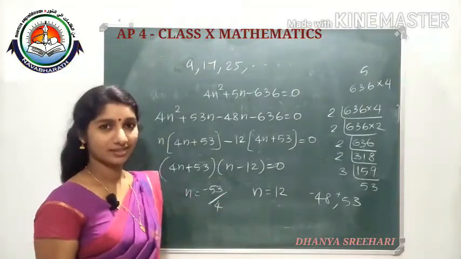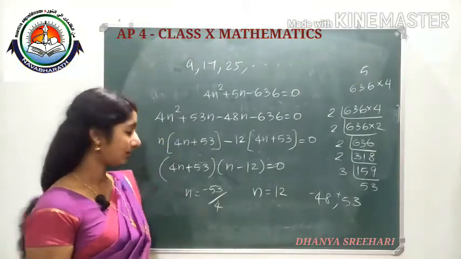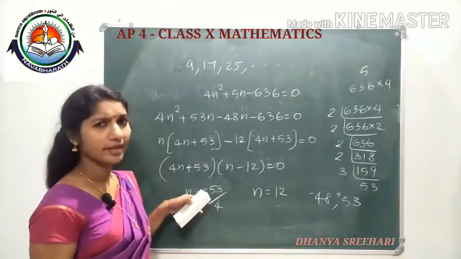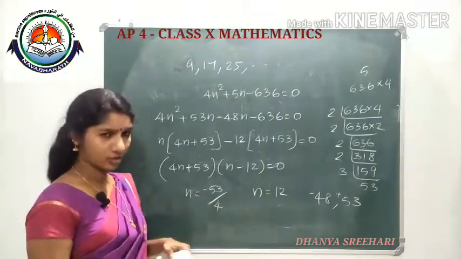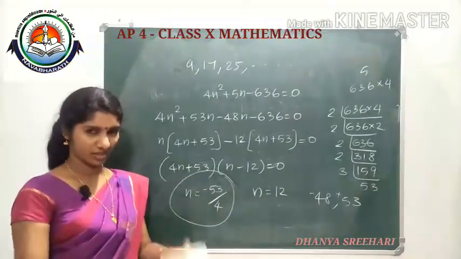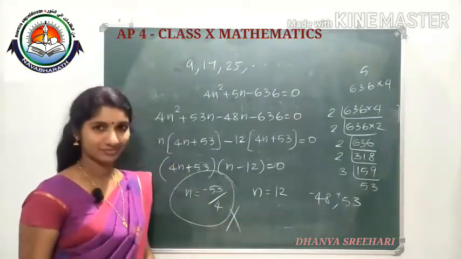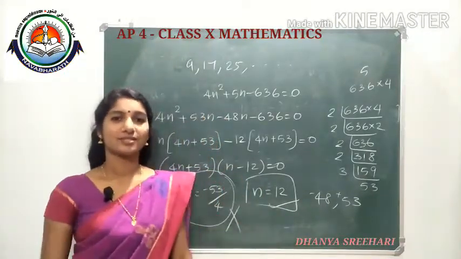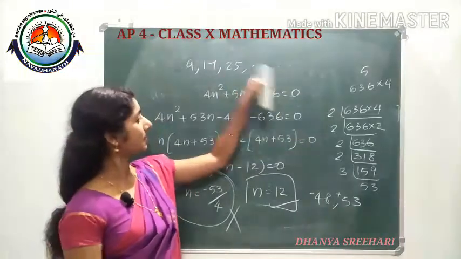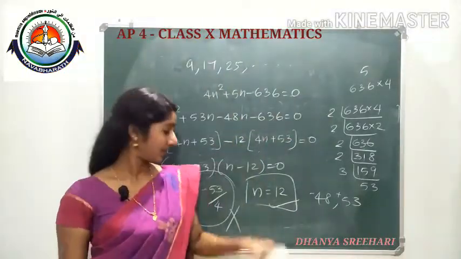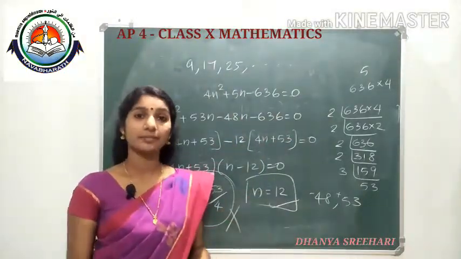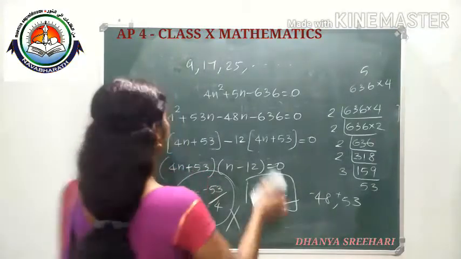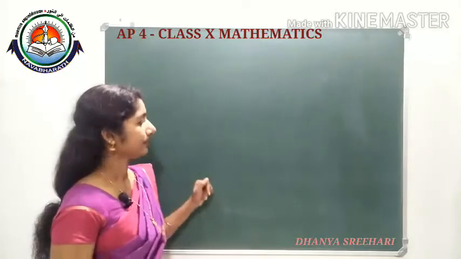Which one will you select? n is the number of terms. It will not be negative and will not be a fraction also. So this we rejected. We don't want this value. So n equal to 12 we will select. So how many terms are there with the sum 636? 12 terms. 12 terms, sum is given as 636. Got it? We can do another problem.